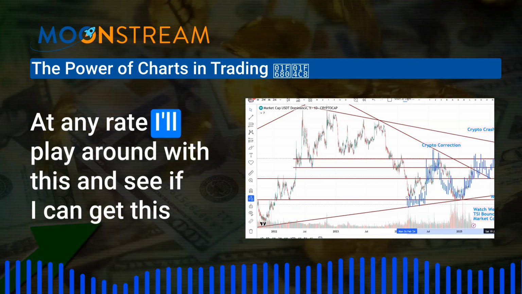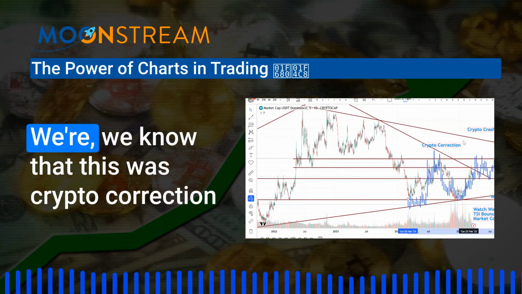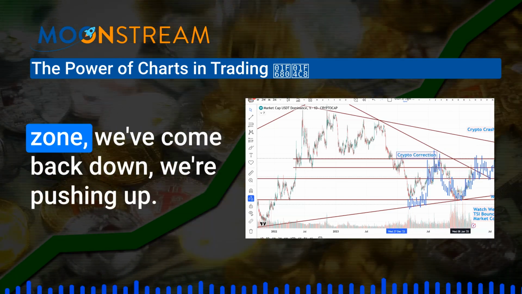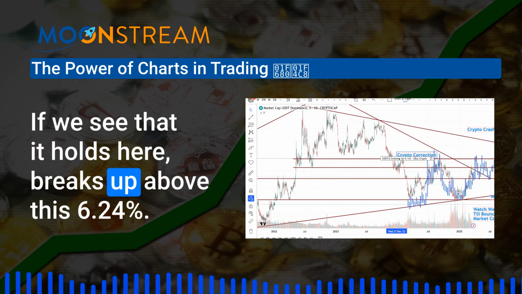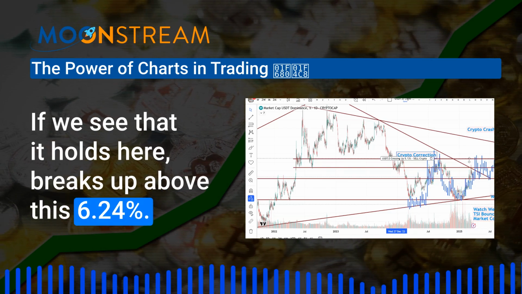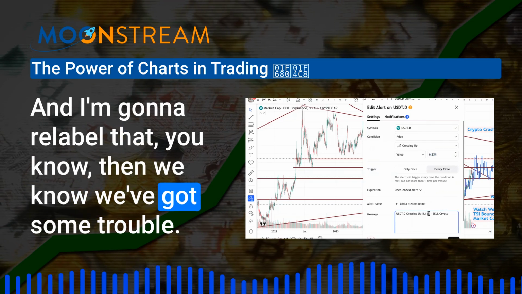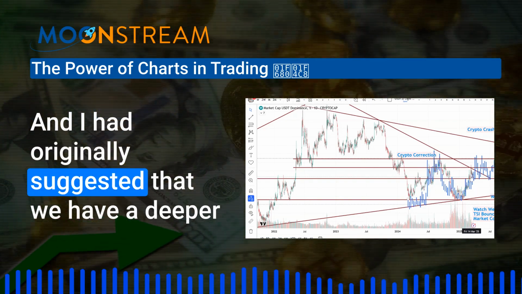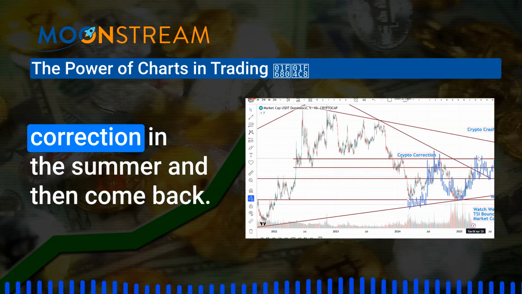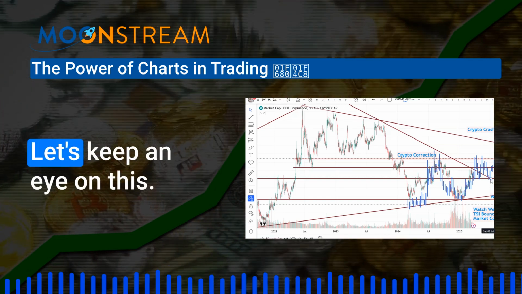At any rate, I'll play around with this and see if I can get this more intact, but it doesn't really matter. We know that this was crypto correction zone. We've come back down, we're pushing up. If we see that it holds here, breaks up above this 6.24%, and I'm going to relabel that, then we know we've got some trouble. And I had originally suggested that we have a deeper correction into summer and then come back. Let's keep an eye on this.